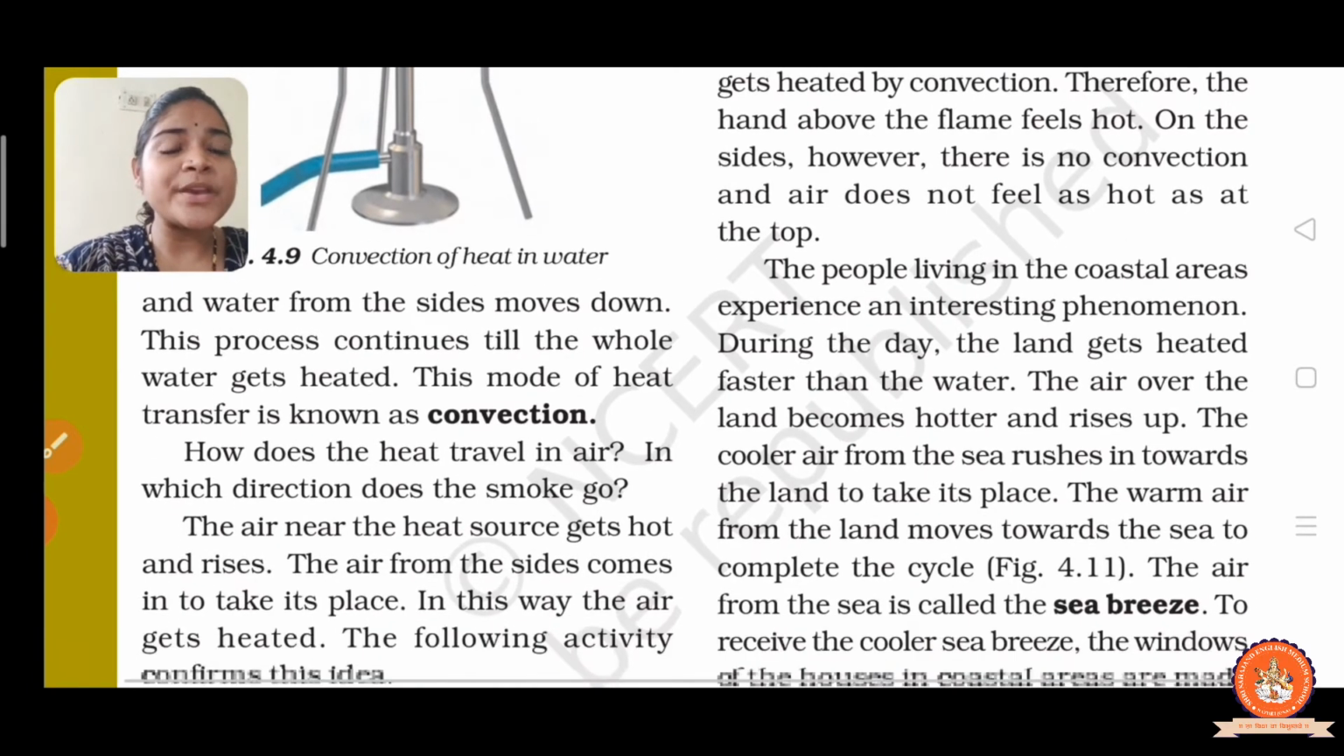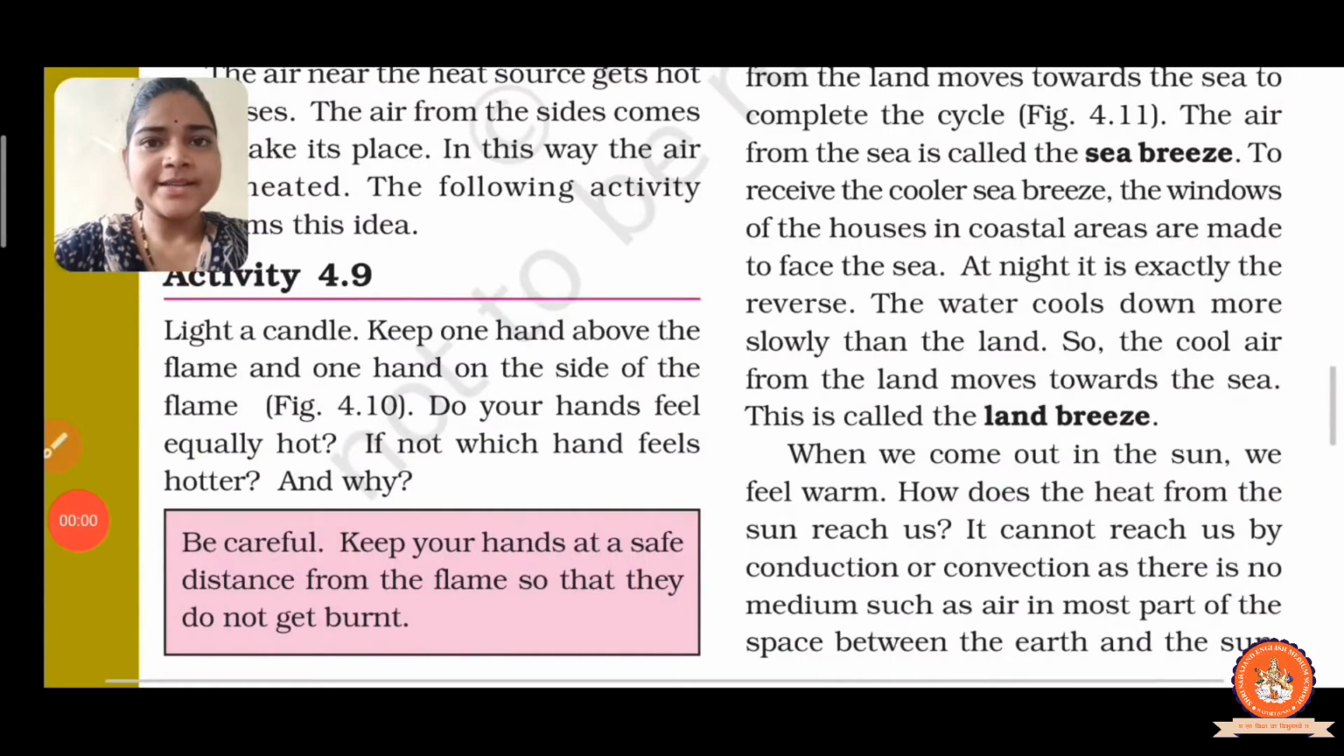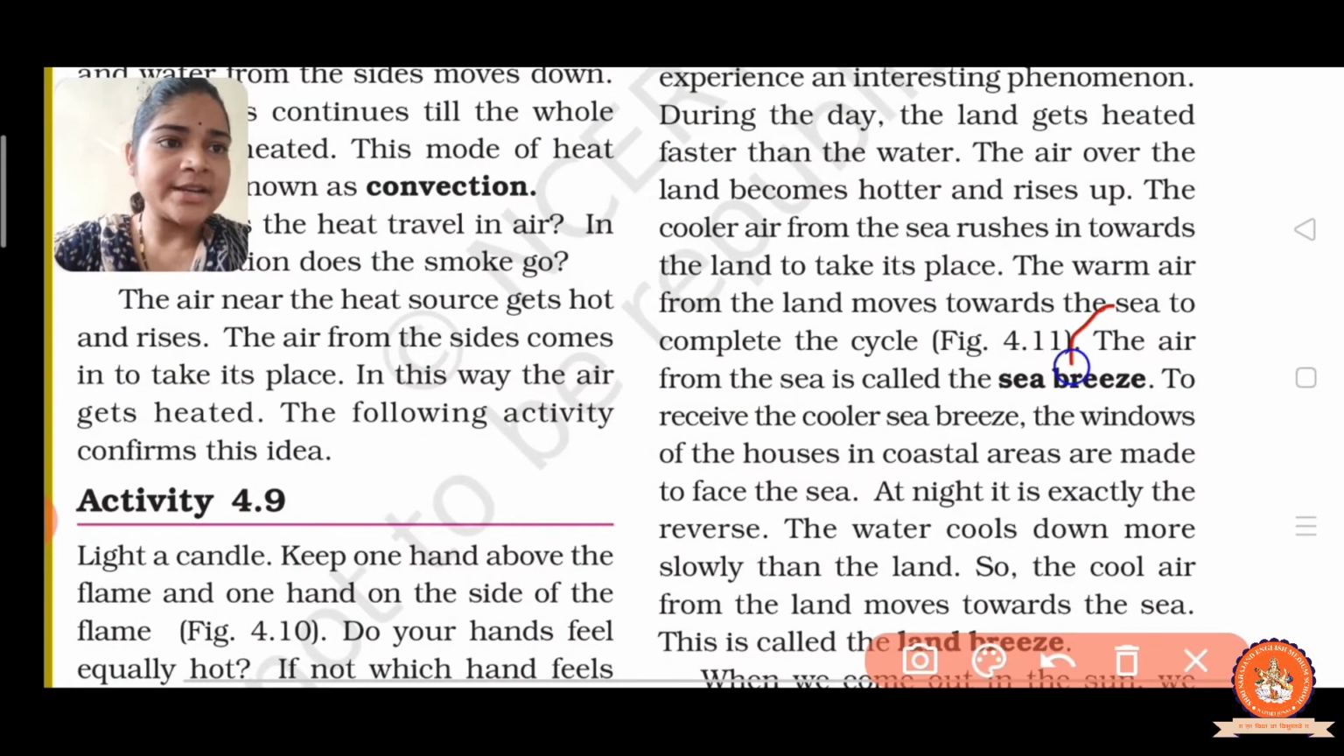Now the next topic we have is sea breeze and land breeze. First we will discuss sea breeze. Here the definition is given: the air from the sea is called sea breeze. It means the wind blowing from sea towards the land is called sea breeze, right?